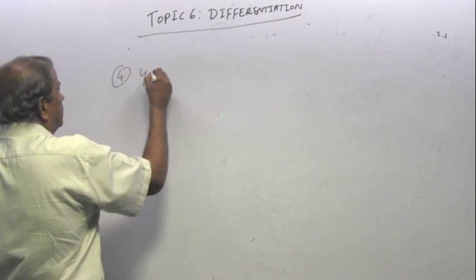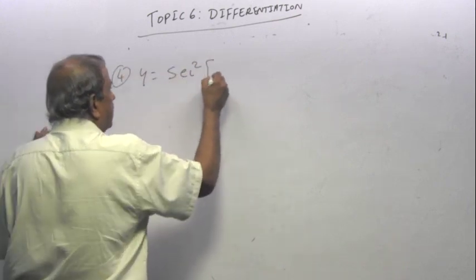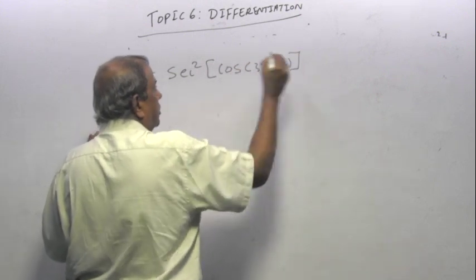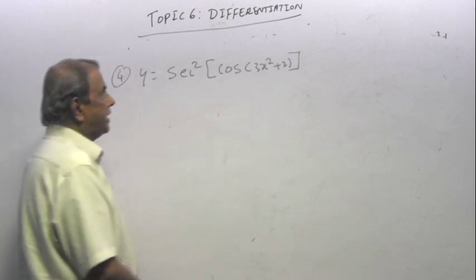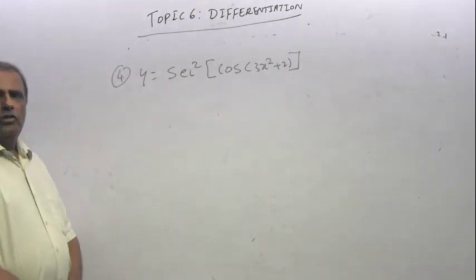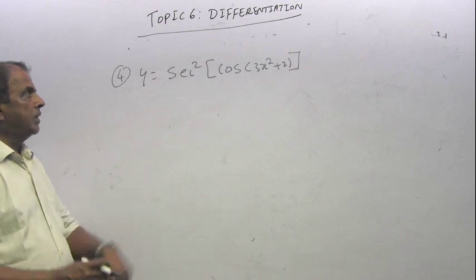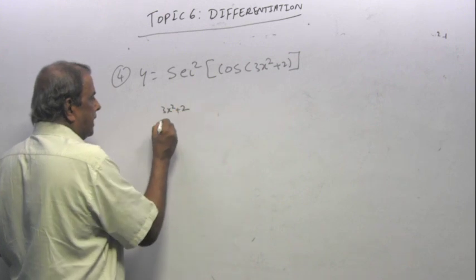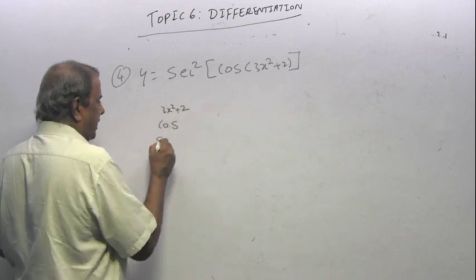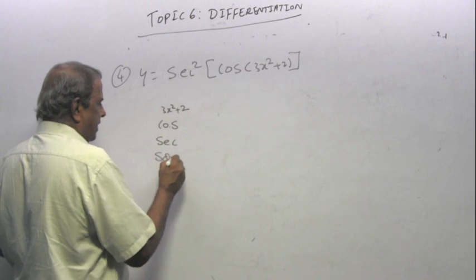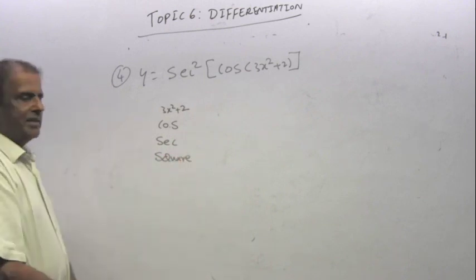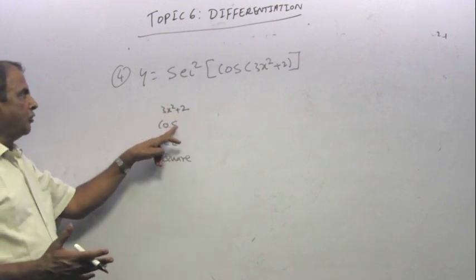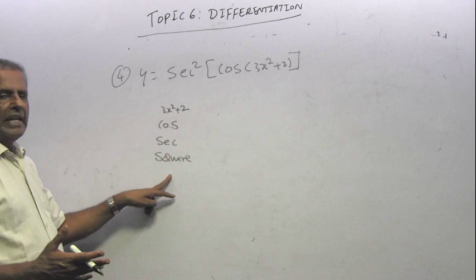y equal to sec squared of cos of 3x squared plus 2. If I am using a calculator, what would I do? First, I do 3x squared plus 2. Then I do the cos. Then I do the sec. Then I do the square. Correct? If you are using a calculator, put, let's say, x equal to 1. So find 5, cos of 5, then find sec of that, and then you square it.